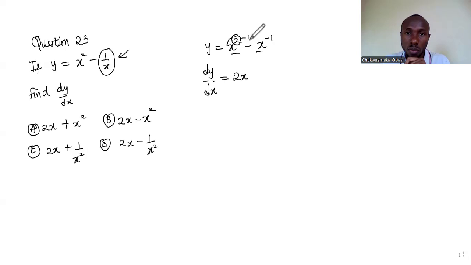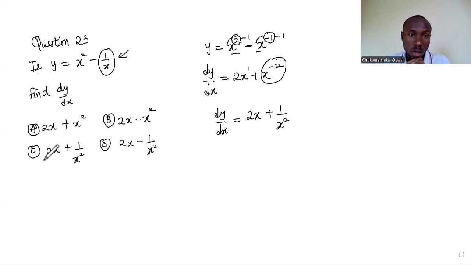And you remove 1 from the power, that becomes 1. And this power multiplies this one. This is actually minus 1 here. So minus 1 multiplied by minus 1 will give us plus x. Are we getting this? Then remove 1 from the power, that becomes negative 2. So this is the same as dy/dx equals 2x plus, what is x to the minus 2? It's the same as 1 over x squared. And that is option C.